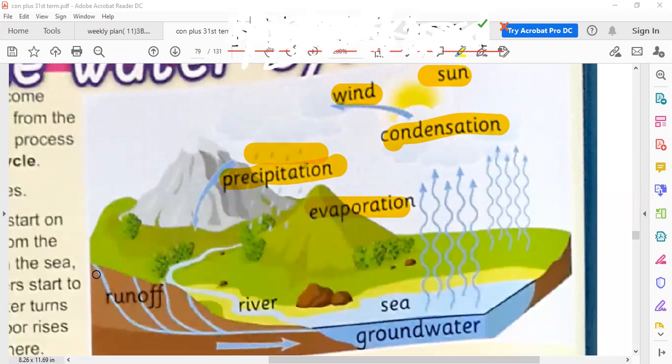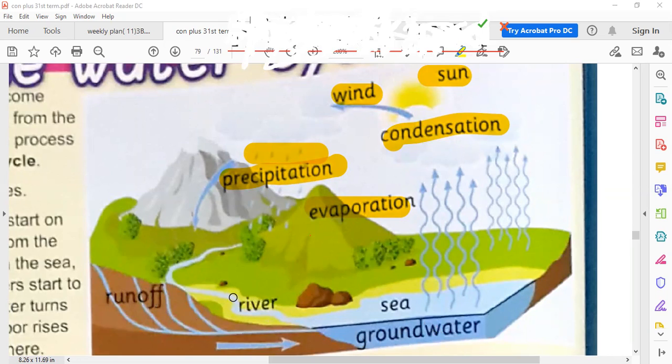Runoff means the water which runs on the streets after raining, when it rains heavily in Jeddah. Do you see water running on the street? Okay, if you don't see it, it's okay. Runoff means the water runs on the streets, on the ground. Some of it goes to the river, but other water goes underground. It is called groundwater.